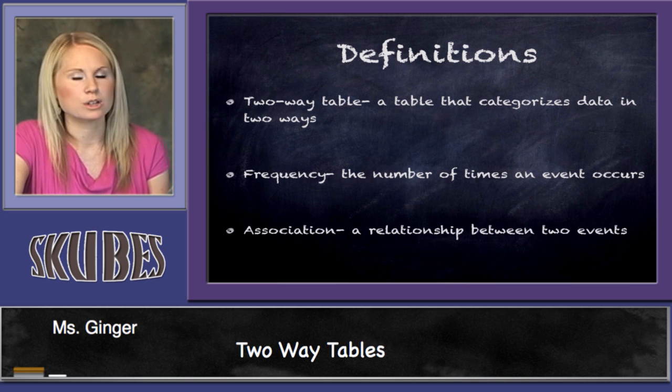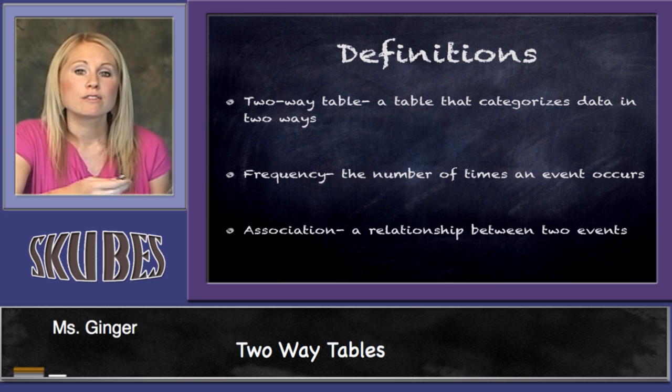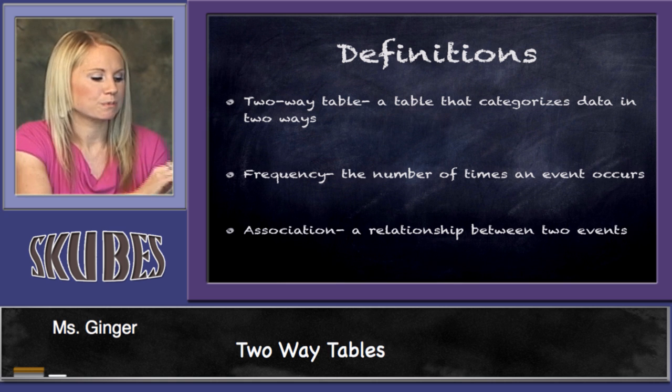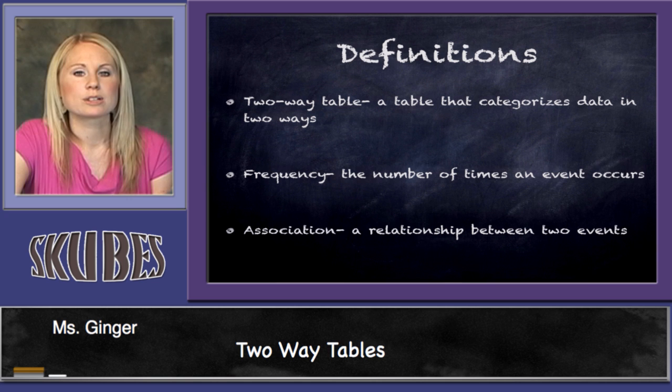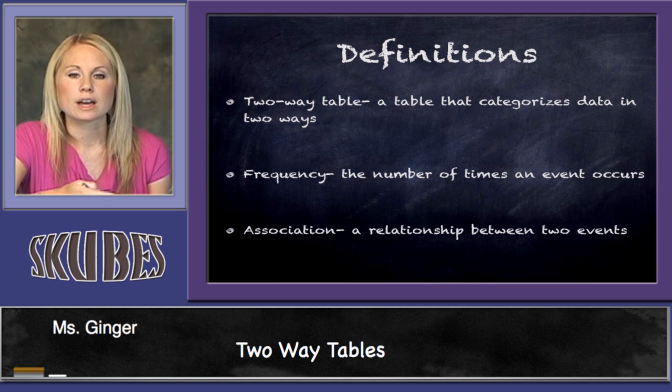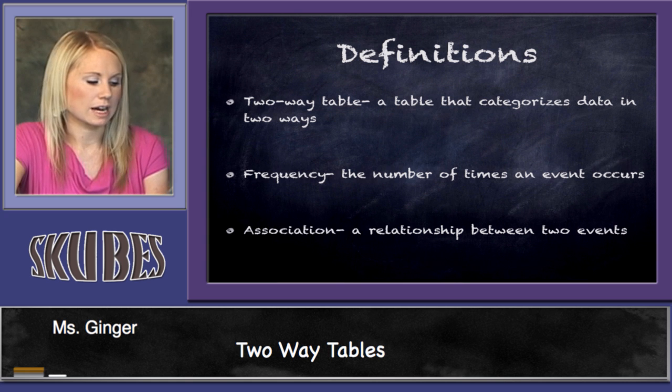What we're going to do is talk about these terms first so that we will know how to relate to them when we fill out our table. So things we need to know and talk about are the term frequency. Frequency means the number of times an event occurs, the amount of times.